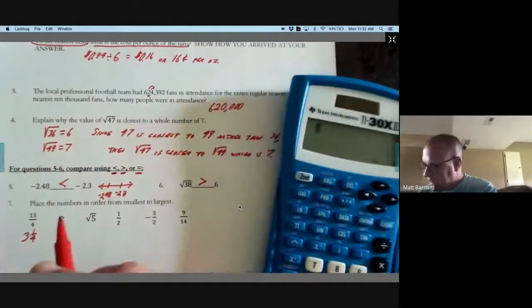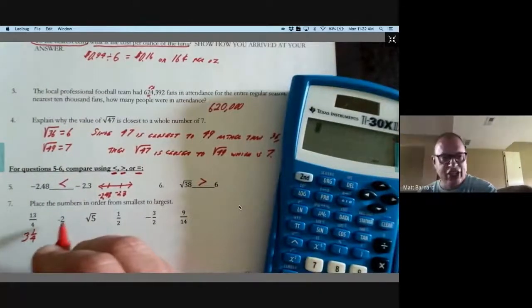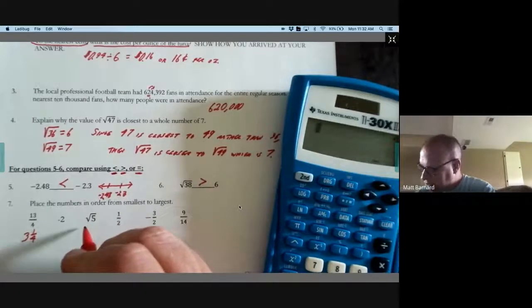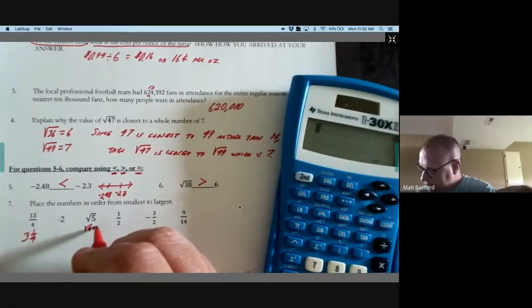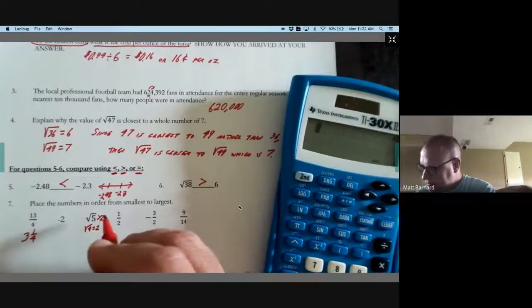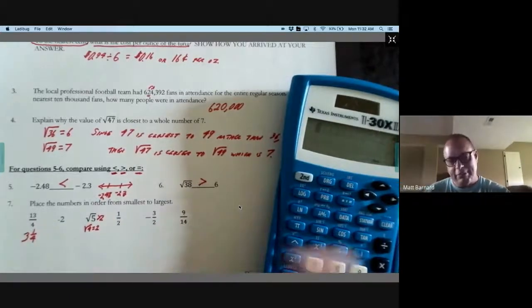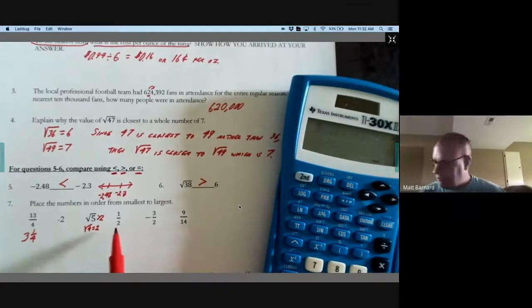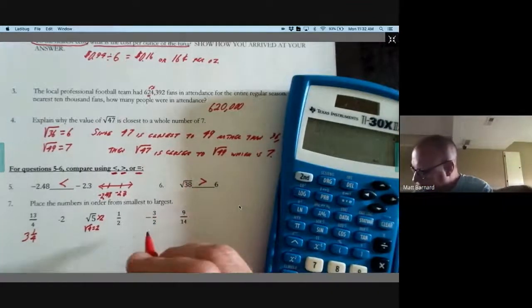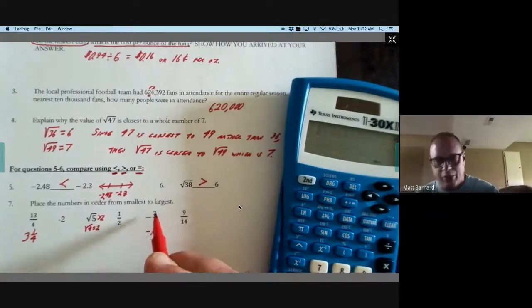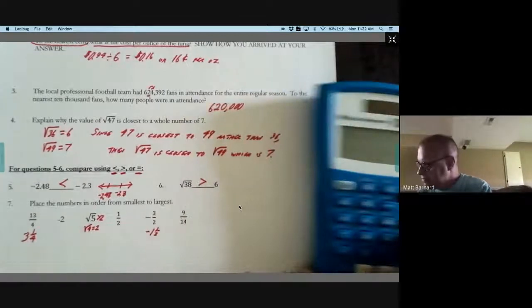All right, so -2. Now you're not going to change. Now the square root of 5. Well, I happen to know that the square root of 4 is 2. So the square root of 5 is going to be greater than 2. But not much. Now I could put that in my calculator again if I wanted. Here's a half. Here's -3 halves. That's the same as -1 1/2 because 2 goes into 3 once with 1 left over.